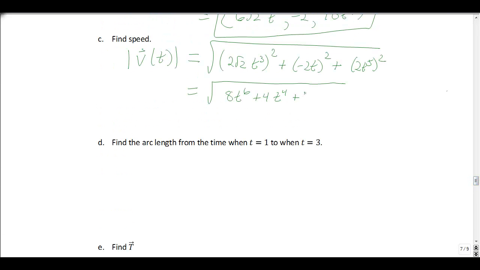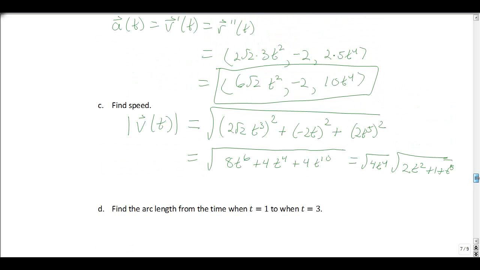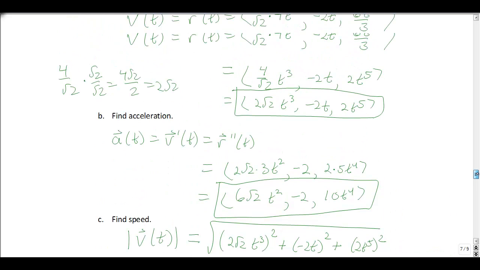Plus 4t to the 10th. Now I can factor out a 4t to the 4th from this. I'm left with 2t squared plus 1 plus t to the 5th here. So that's sort of what I get. I'm hoping for something that would be a perfect square, and I'm wondering if I didn't make a mistake.